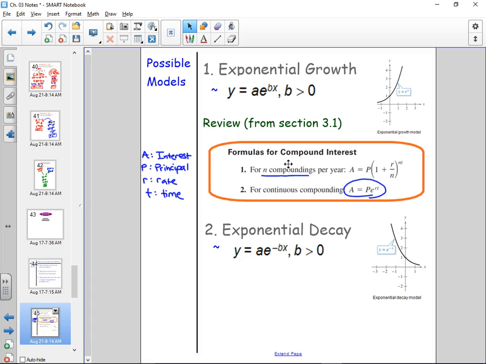So one equation. And then I'll give you another hint. You don't have to memorize the n compoundings. Just PERT. How about that? Just PERT? Yeah. Okay. That's good. Just continuous compounding, A equals P e to the RT. I won't make you memorize the n compoundings, okay?